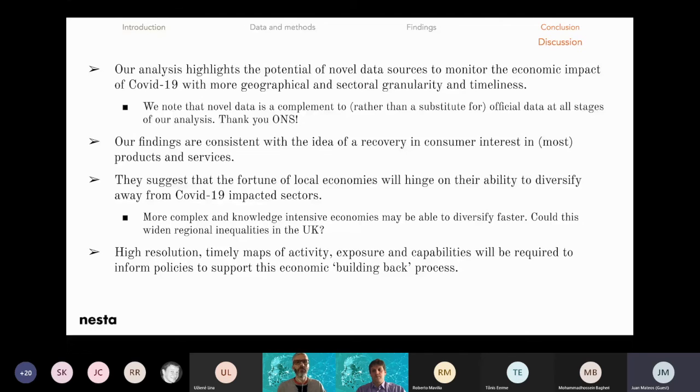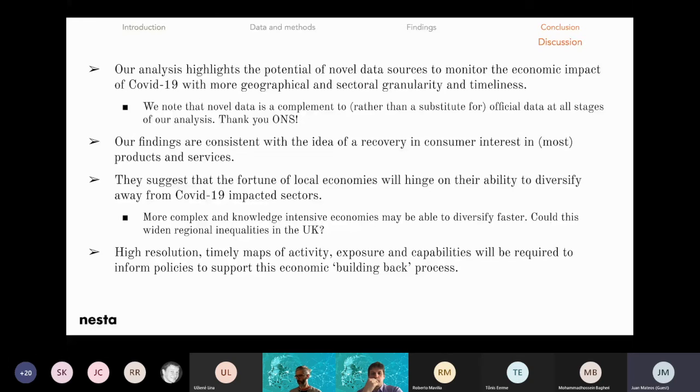Our findings are consistent with the idea of recovering consumer interest, but then a fall when we get into lockdown. They also suggest that the fortune of local economies hinges on their ability to diversify away from COVID-19 impacted sectors. This suggests that the local economies that are able to diversify seem to be the ones that are more knowledge intensive and more complex.